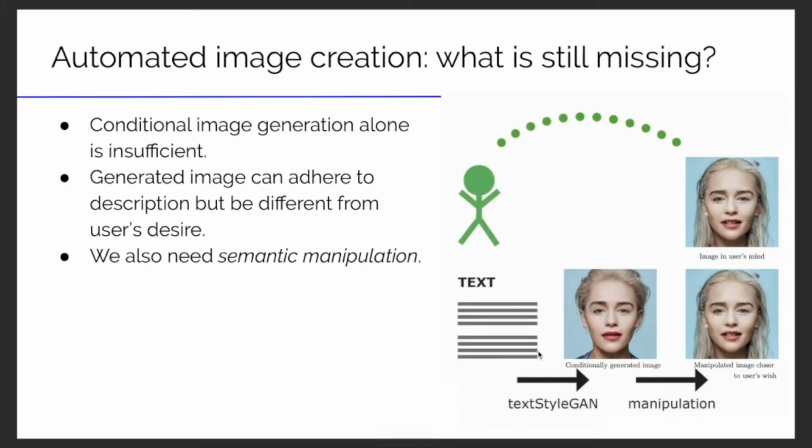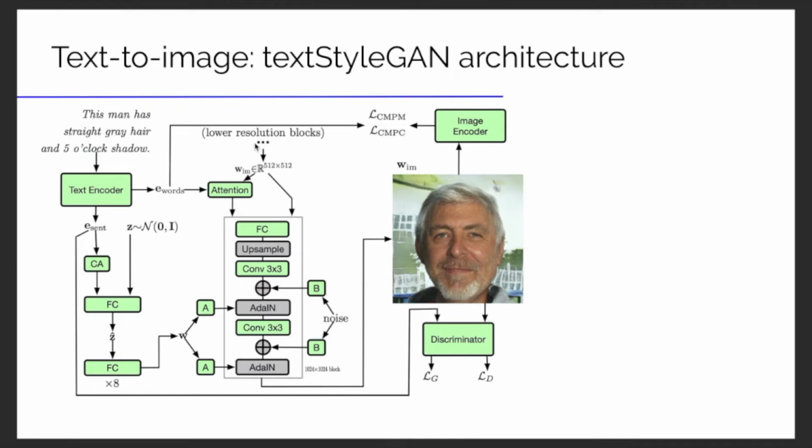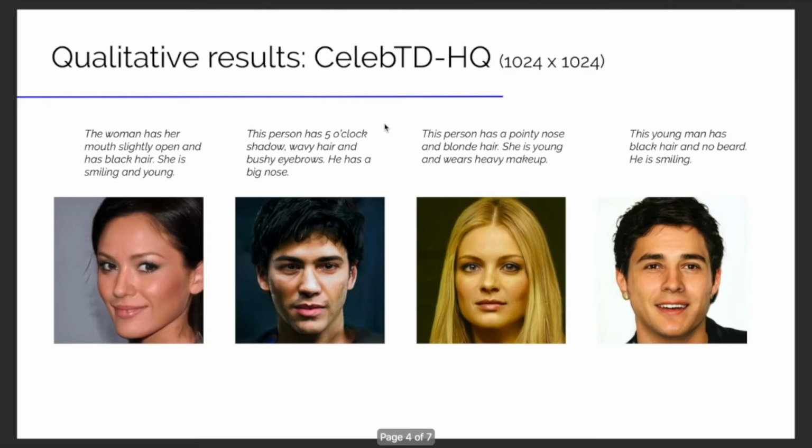We propose a method for first generating a rough approximation of an image and then further fine-tuning it, so that it's close to what a user has in mind. For the first step, text-to-image synthesis, we propose a new model called TextStyleGAN. We enhance StyleGAN so that it can generate images conditioned on text. For that, we use a text encoder, we apply attention on words and image regions, and we apply an additional multimodal loss to ensure semantic correctness. Here you can see some generated examples of this model.